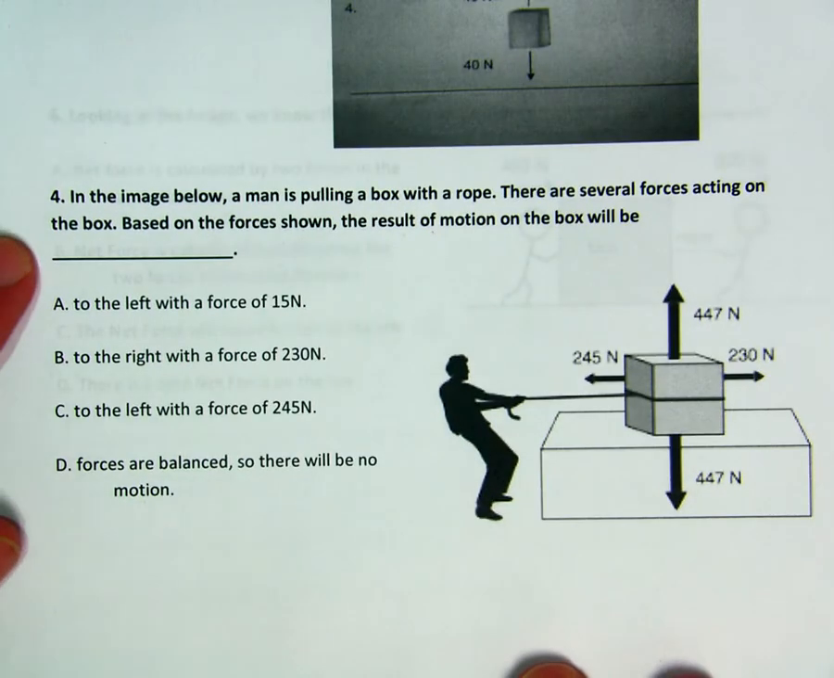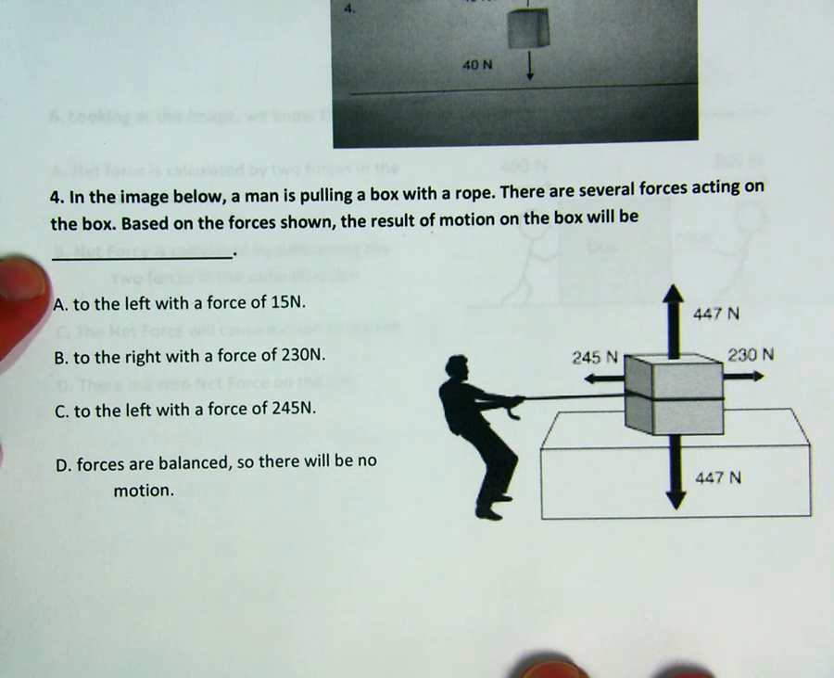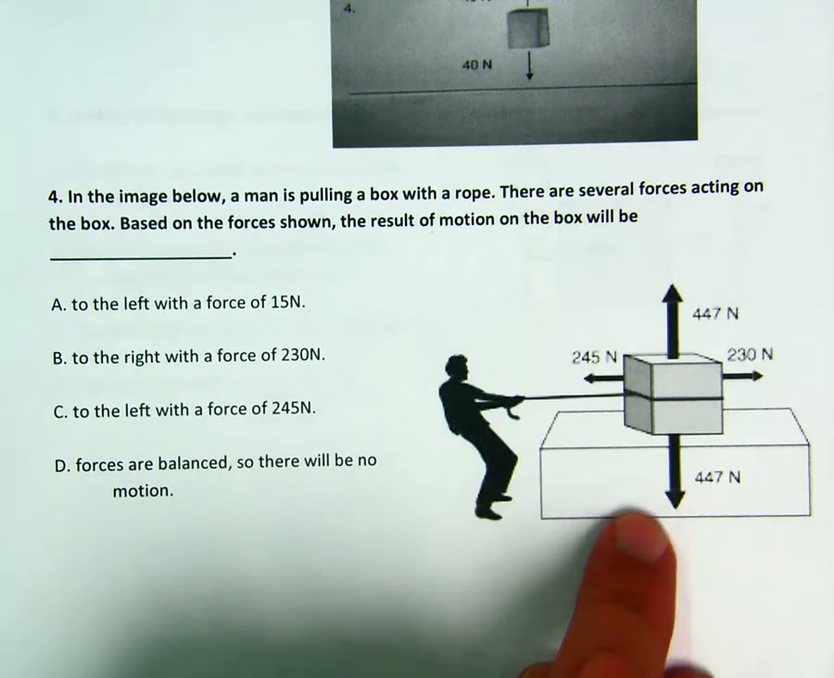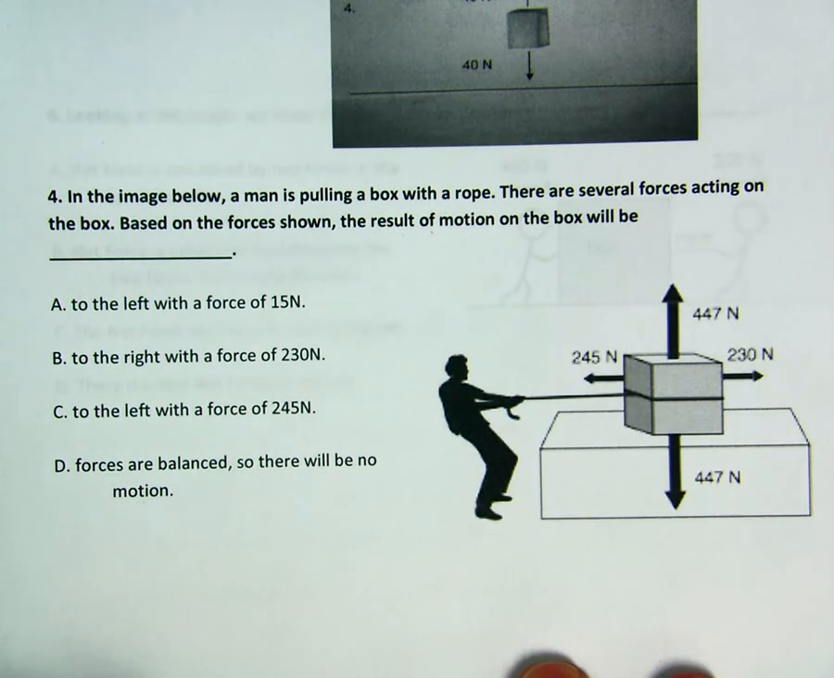Number 4, in the image below, a man is pulling a box with a rope. There are several forces acting on the box. Based on the forces shown, the result of motion on the box will be blank. So again, take a good look at the box, look at the forces, look at the direction of those forces.